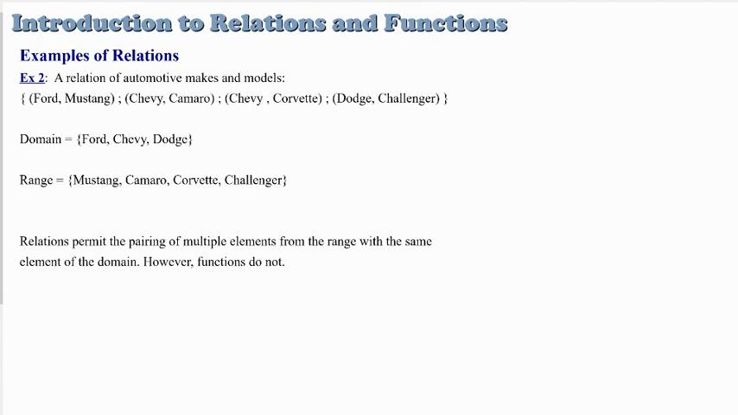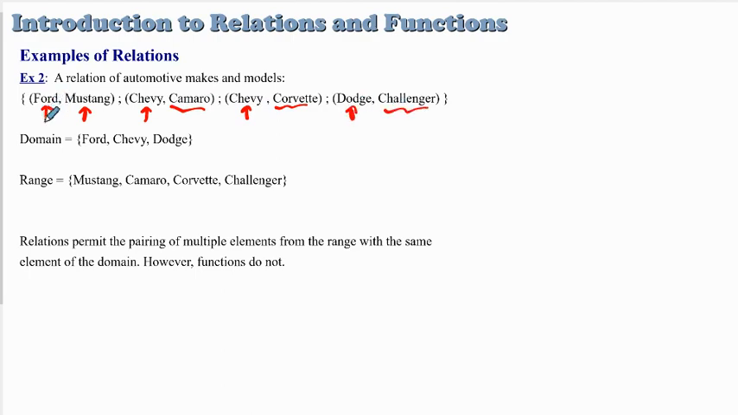A second non-numeric example could be the pairing of automotive makes to their models. So in the input value, we have Ford, which comes from the domain, and from the output, we have Mustang, which comes from the range. And again, we have an input of Chevy with an output of Camaro, an input of Chevy with an output of Corvette, an input of Dodge with an output of Challenger.